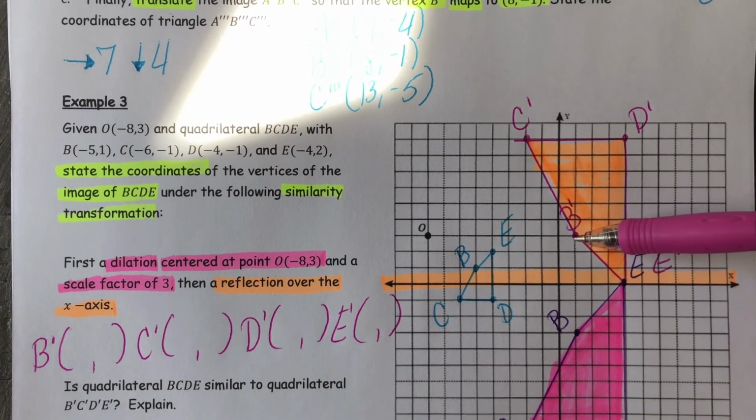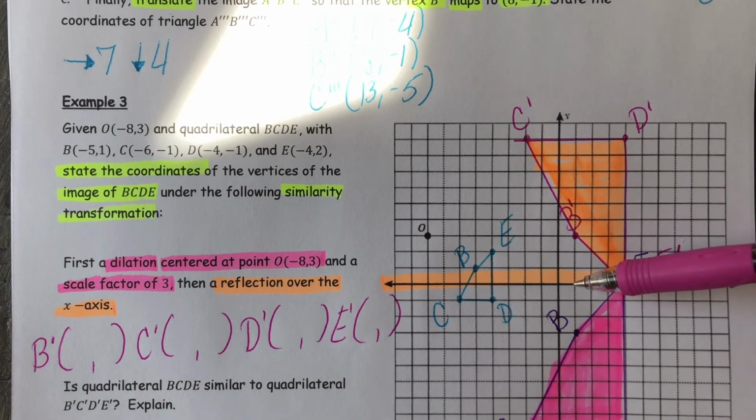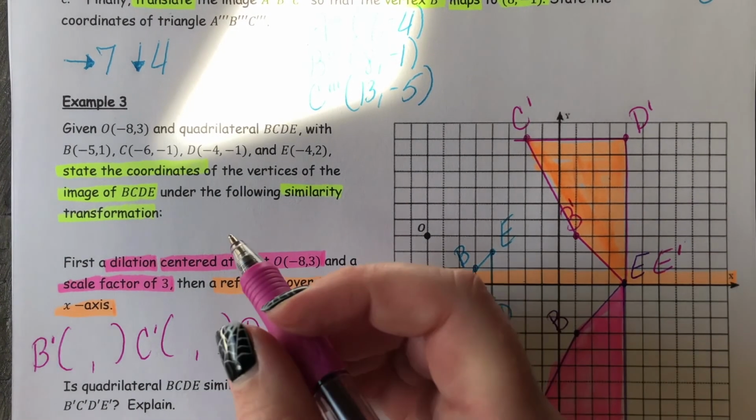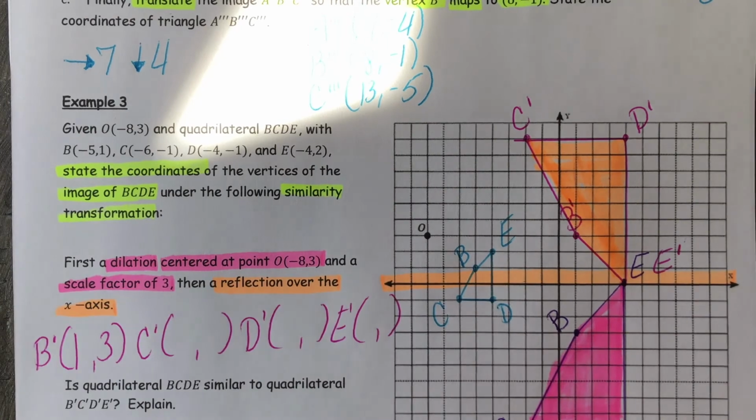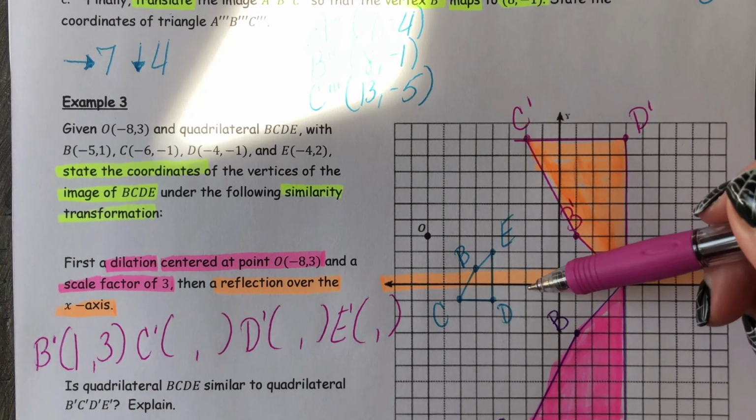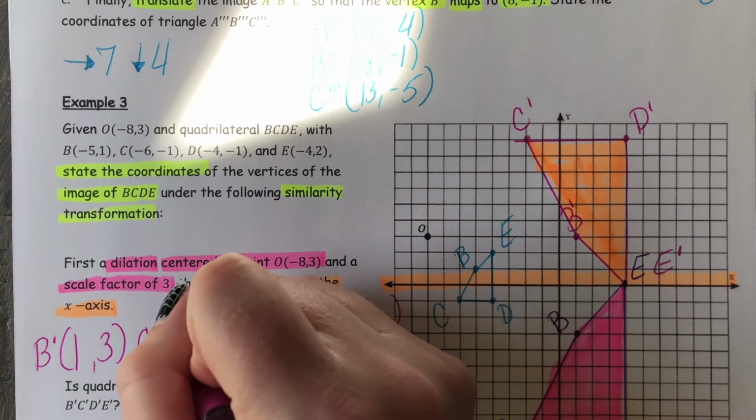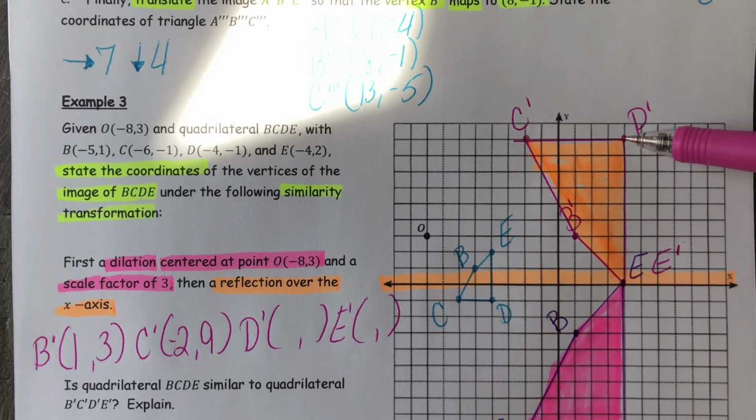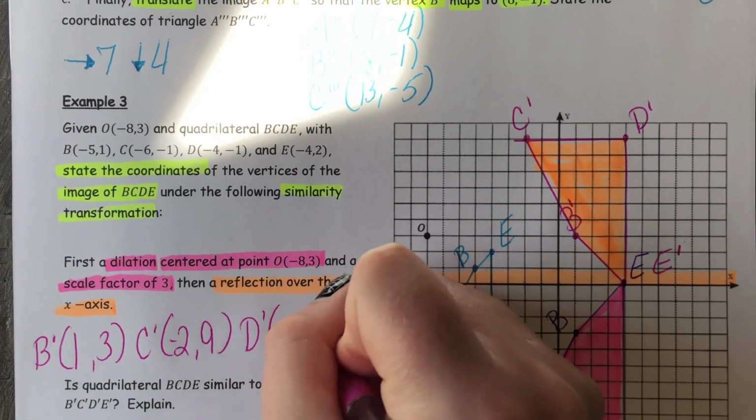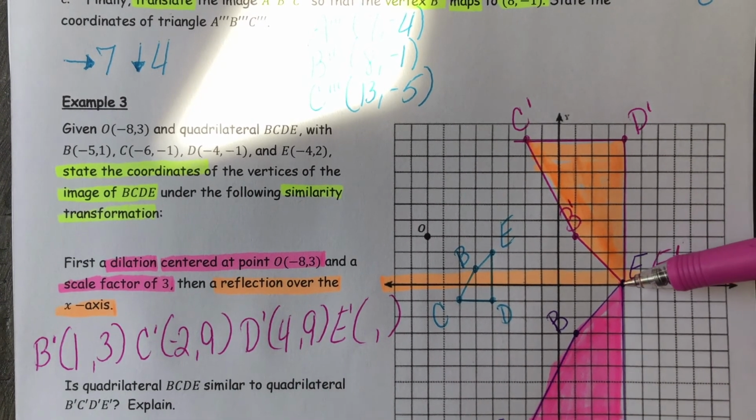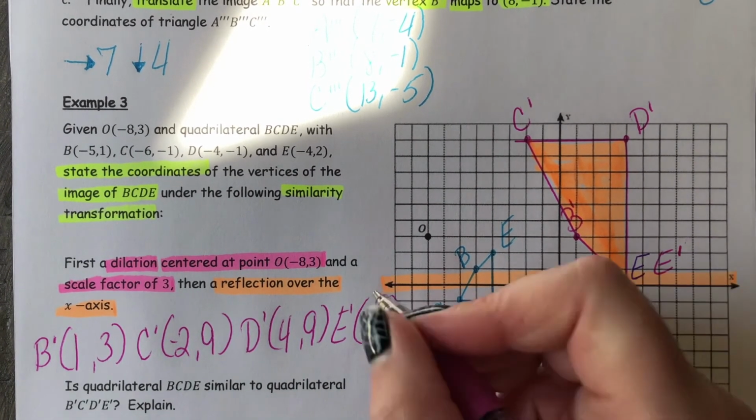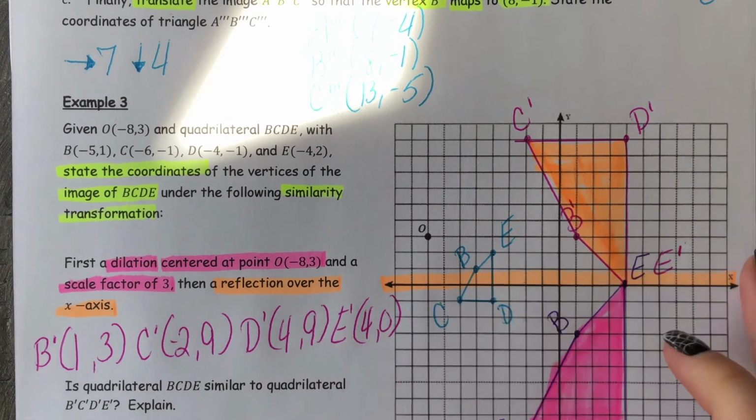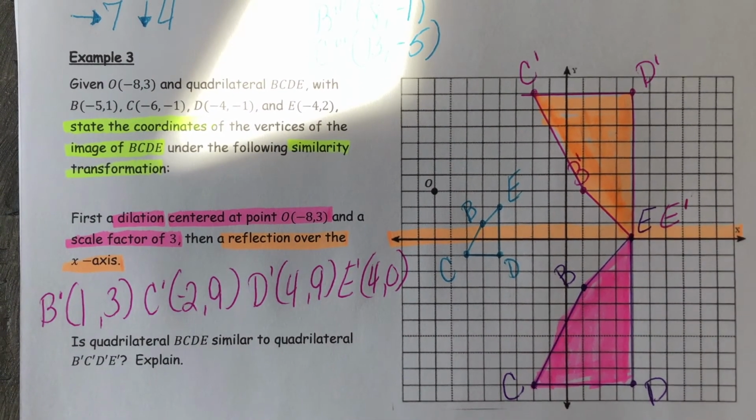So B prime here is going to be +1 and then up 1, 2, 3. So this has the coordinates of 1, 3. C prime is -2, +9. D prime is +4, +9. And then E prime stayed in the same spot. He didn't really move, so that's 4, 0.